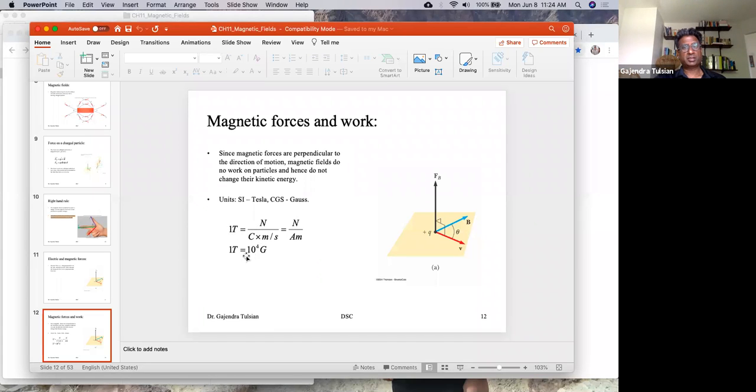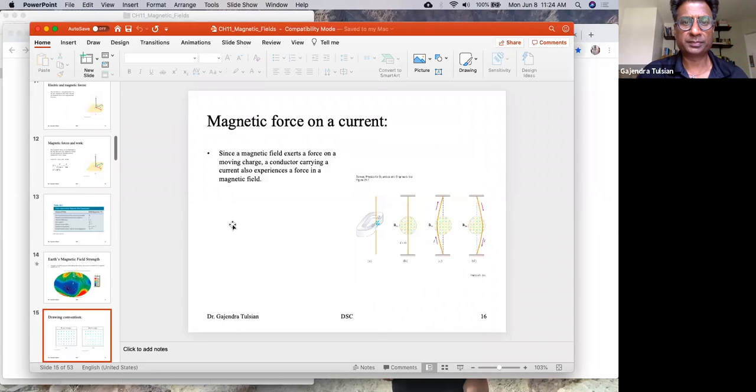Now, the Tesla is a large unit, a very strong magnetic field. So for instance, I don't know if you guys have had MRIs, but MRI machines have magnetic fields of the order of 2 and 3 Teslas. And so let me show you an MRI machine.